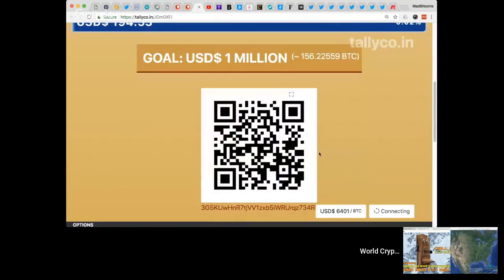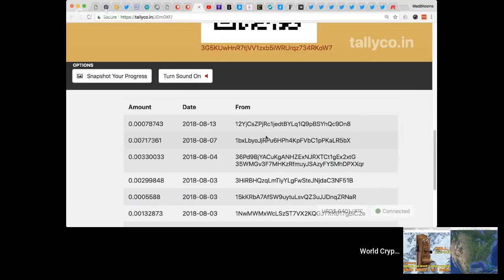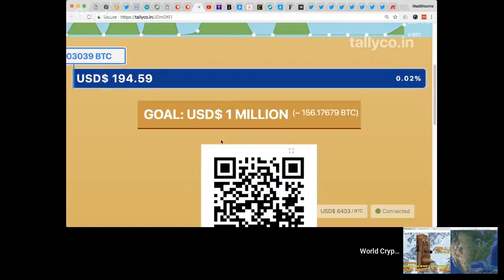We have our Tallycoin fundraiser where we're trying to raise $1 million to spread the word about Bitcoin. So far, we've collected $194.53. We are now 0.02% towards our goal of $1 million. We just had another donation yet on the 13th. Thanks so much for your support. 0.0007. Getting a lot of sevens these days.